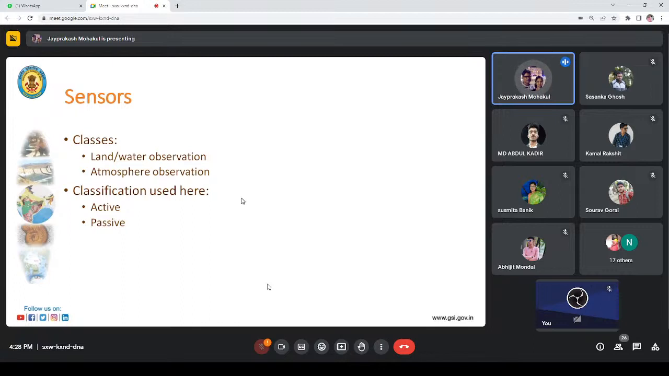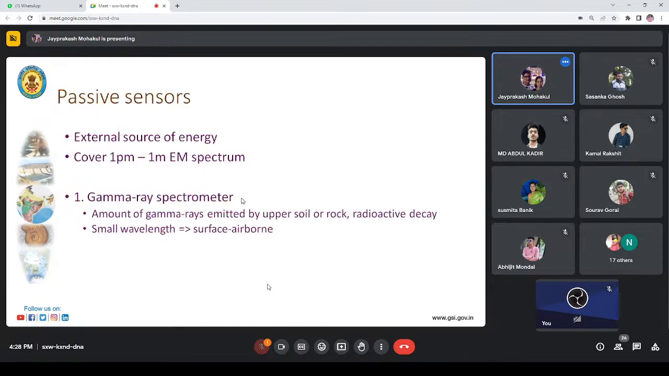Or it could be a passive sensor which just measures how much energy has come, where the source is also passive, that is the sun's electromagnetic radiation. External source of energy, passive sensors.